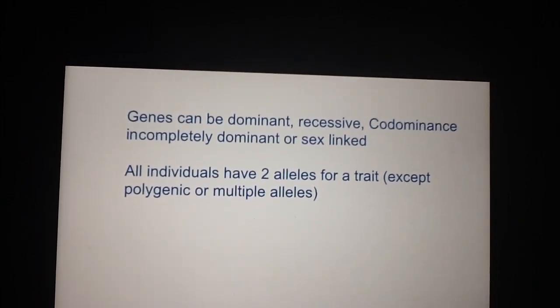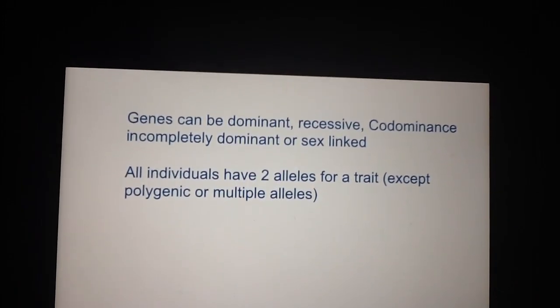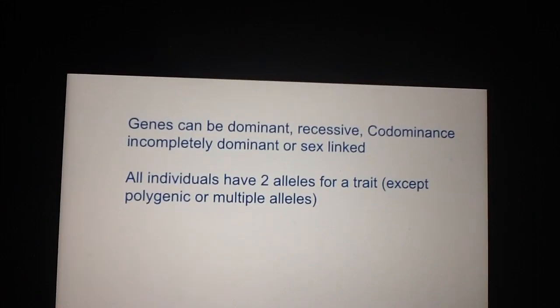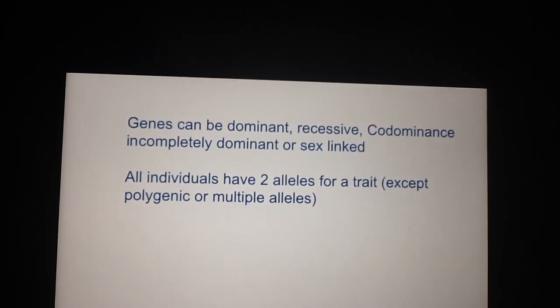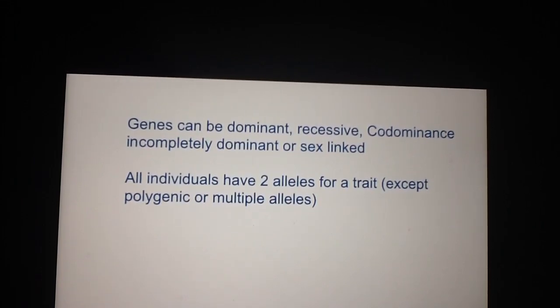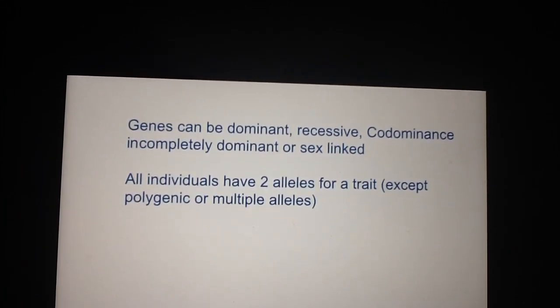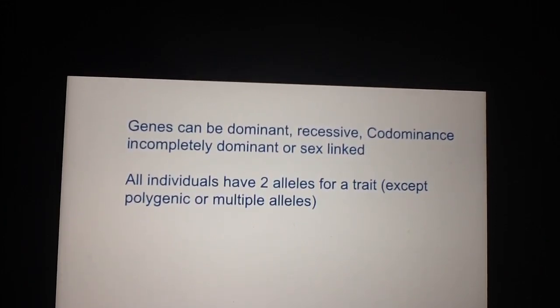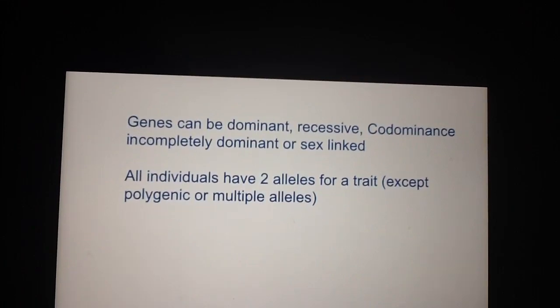And we do know that all individuals have two alleles for a trait. The exceptions to the rules are those traits that are polygenic, where you have more than one gene controlling a trait, such as skin color, or you have multiple alleles for a trait, such as blood type, where you can have an A, a B, and the O. This is our last slide for our lectures on genetics and the patterns of inheritance. We'll continue to discuss this in more detail as we get into each of these examples within the class.